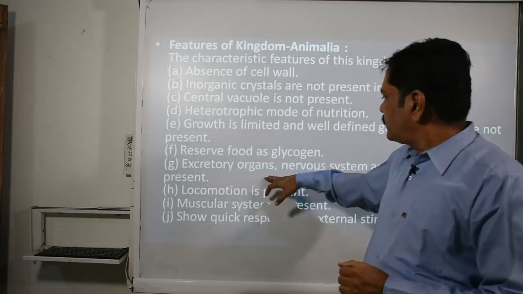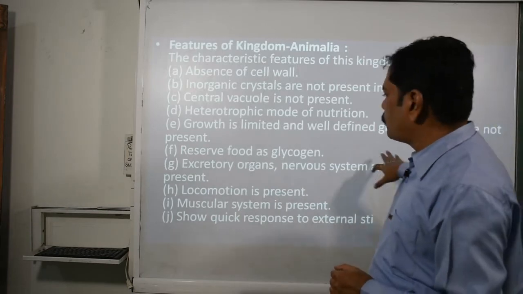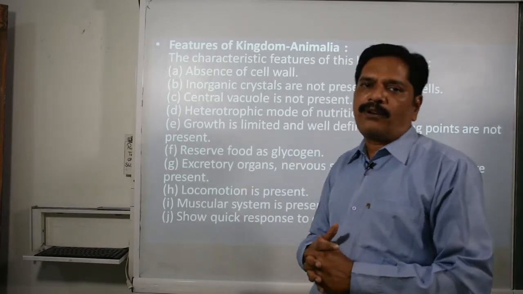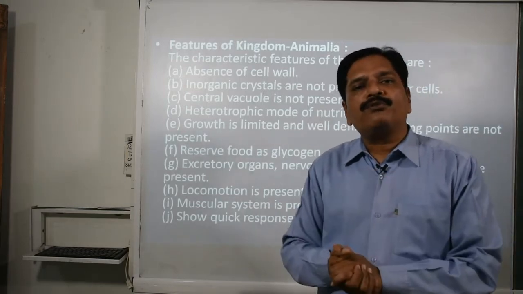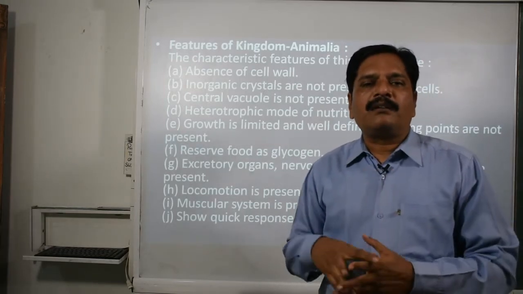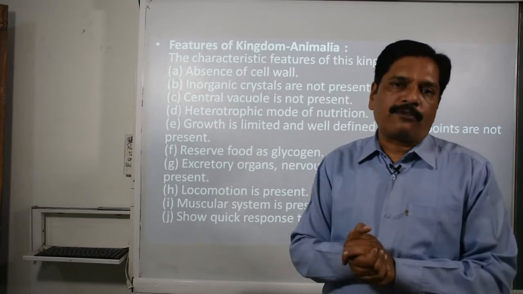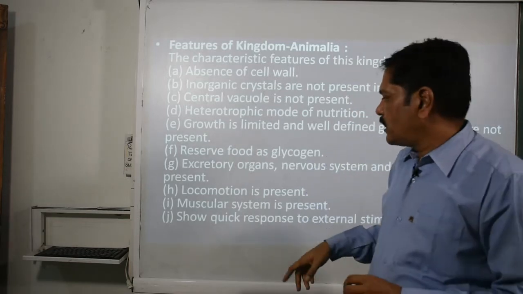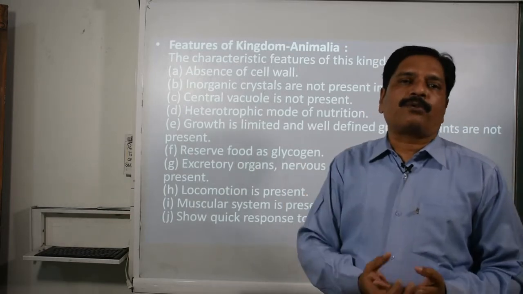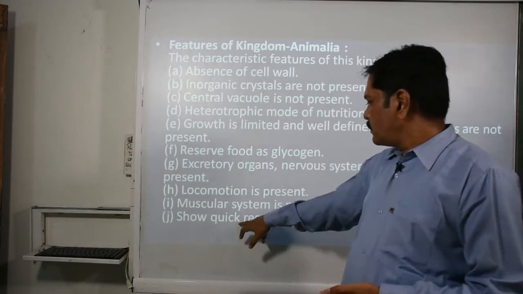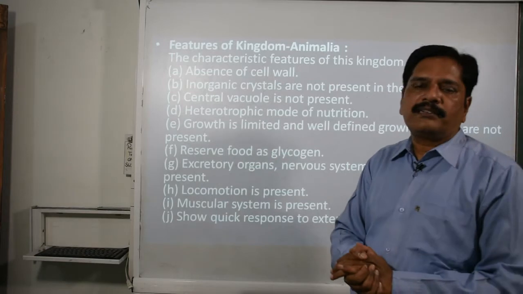The excretory organ, nervous system, and sense organs are all very well developed and present in it. Locomotion is present, and according to their habitat, they have different types of locomotory organs. The muscular system is present to give a quick response. They show a quick response to external stimuli.